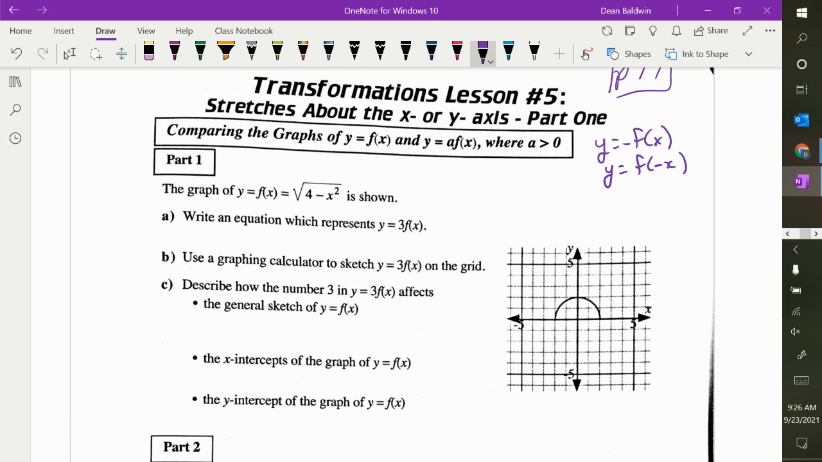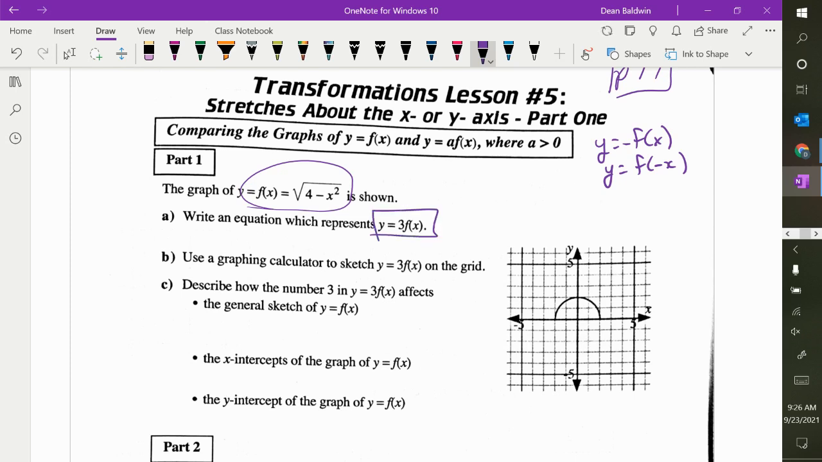Now we're going to look at things if it's not negative 1. It could be a 2, a negative 2, a negative 5, 8, but it can be a fraction, 1/2. What does it do to the graph? So, here's our function, square root of 4 minus x squared. Here's the graph here.